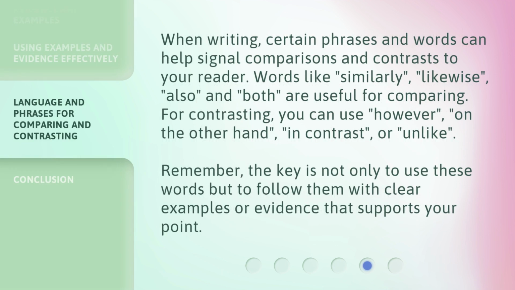When writing, certain phrases and words can help signal comparisons and contrasts to your reader. Words like similarly, likewise, also, and both are useful for comparing. For contrasting, you can use however, on the other hand, in contrast, or unlike. Remember, the key is not only to use these words but to follow them with clear examples or evidence that supports your point.